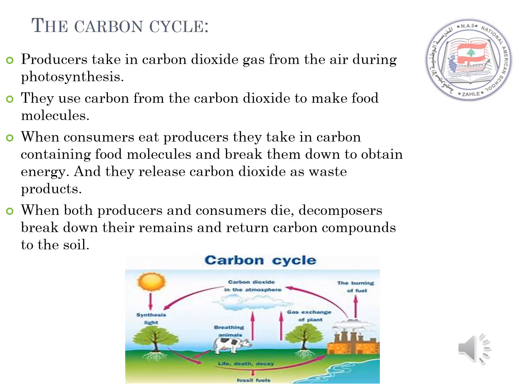What is the carbon cycle? Producers take in carbon dioxide gas from the air during photosynthesis. They use carbon from the carbon dioxide to make food molecules. When consumers eat producers, they take in carbon-containing food molecules and break them down to obtain energy, and they release carbon dioxide as a waste product. When both producers and consumers die, decomposers break down their remains and return carbon compounds to the soil.